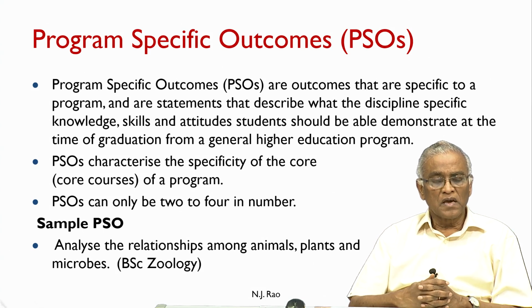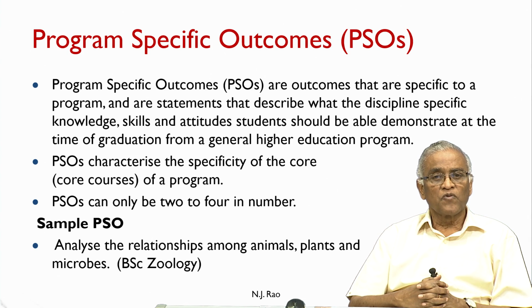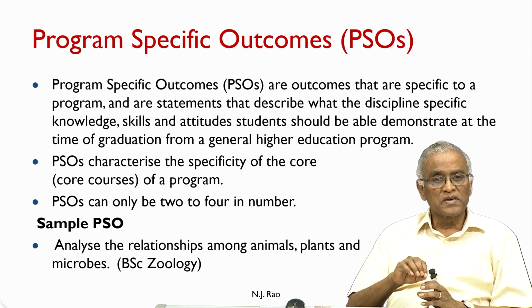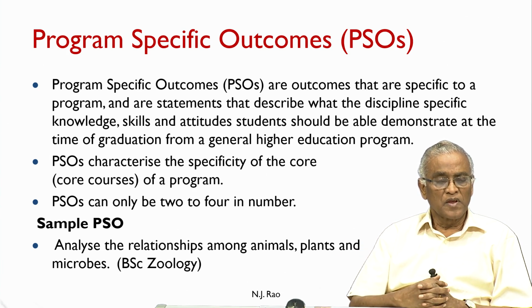So, now if we say I am doing BSc in zoology, I need to identify outcomes that make sense with respect to the discipline of zoology. Program specific outcomes are outcomes that are specific to a program and are statements that describe what discipline specific knowledge, skills and attitudes students should be able to demonstrate at the time of graduation from a specific higher education program.